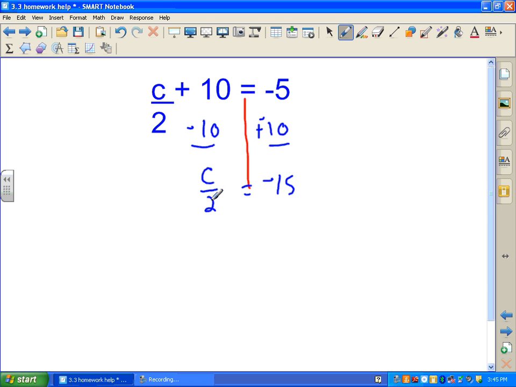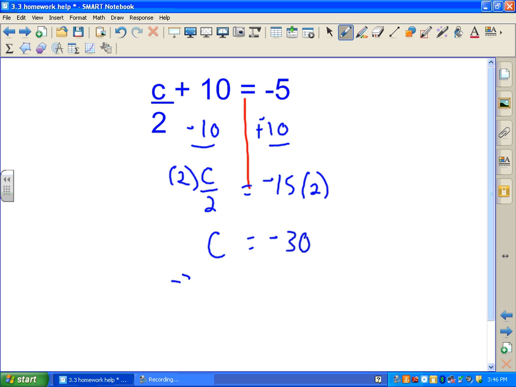Now I just have division, which means I need to do the opposite or multiply. Remember, I show that by putting the number in parentheses. That gets rid of my 2, leaves me with c, and -15 times a positive 2 is a -30. So again, with this one, it's the same, but I just need to be careful with my signs because I have the negatives involved. And I have to be careful with them when I'm doing my check as well.